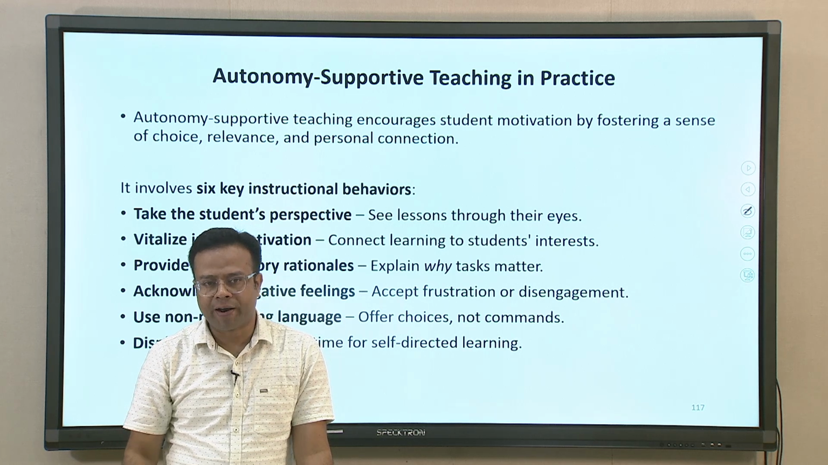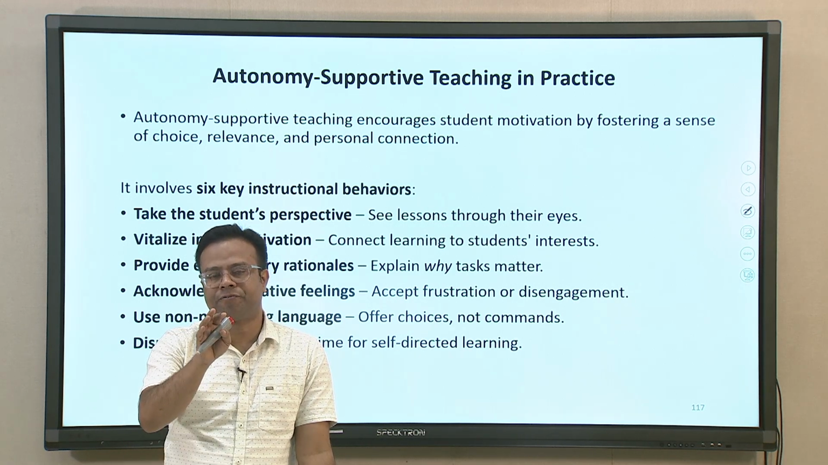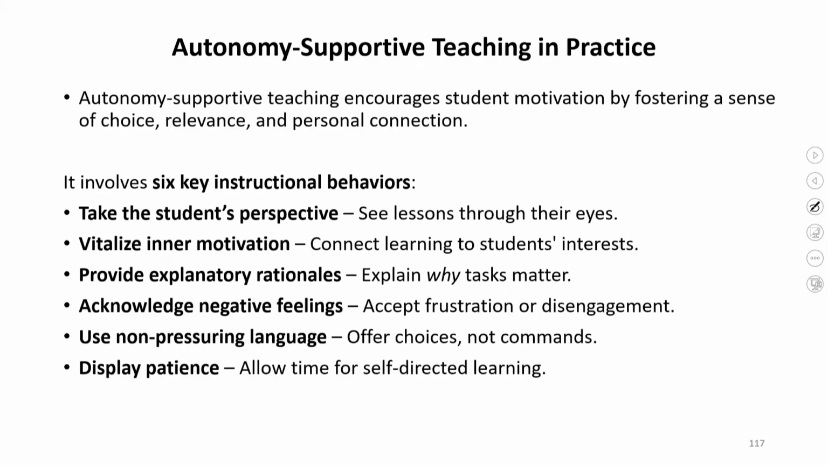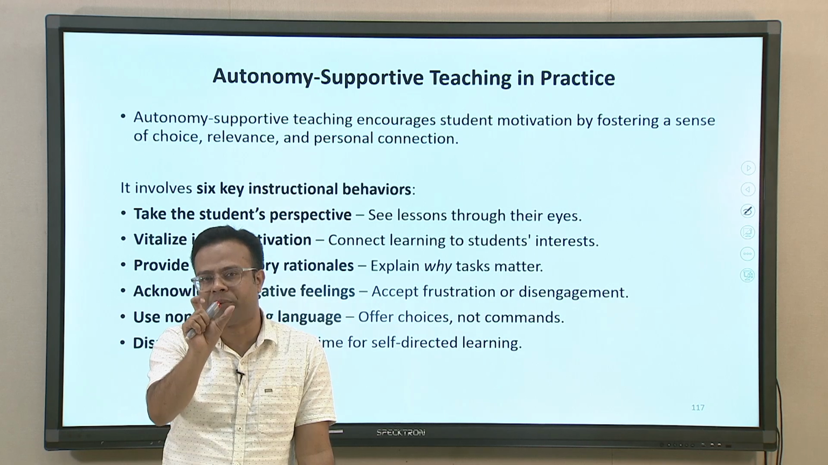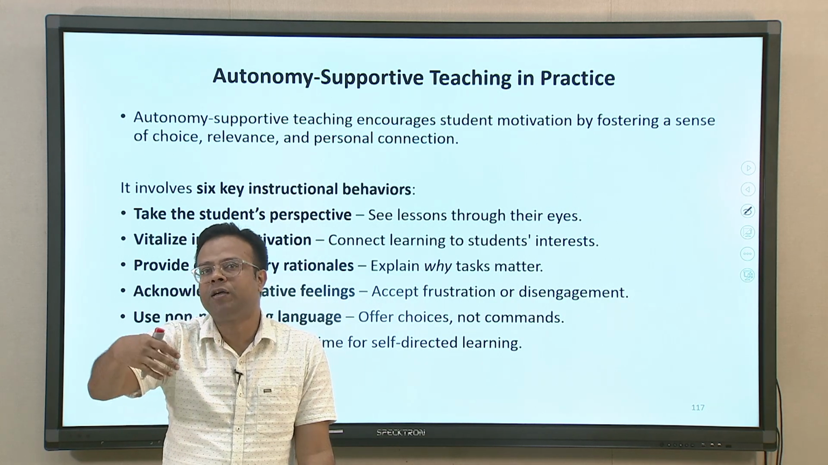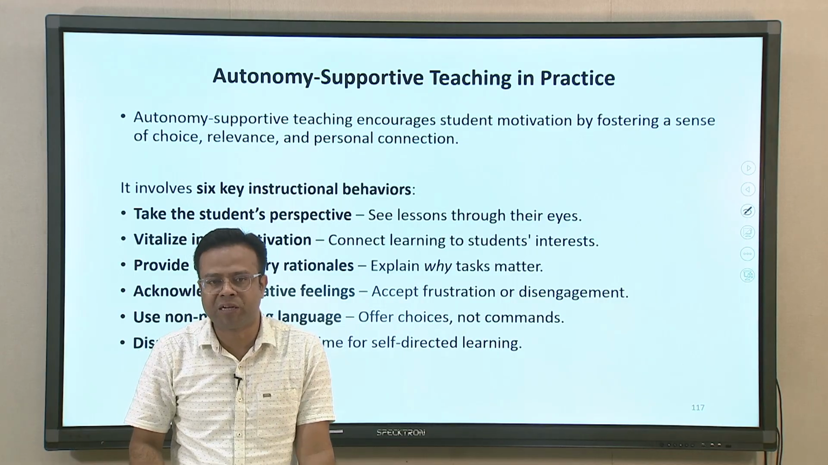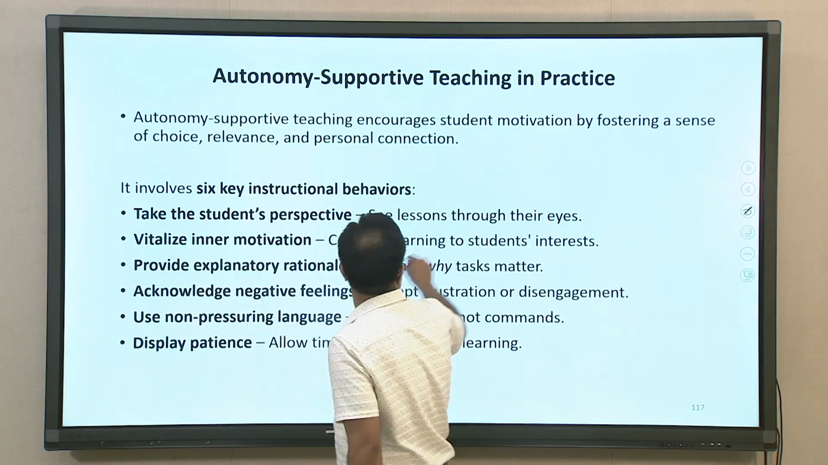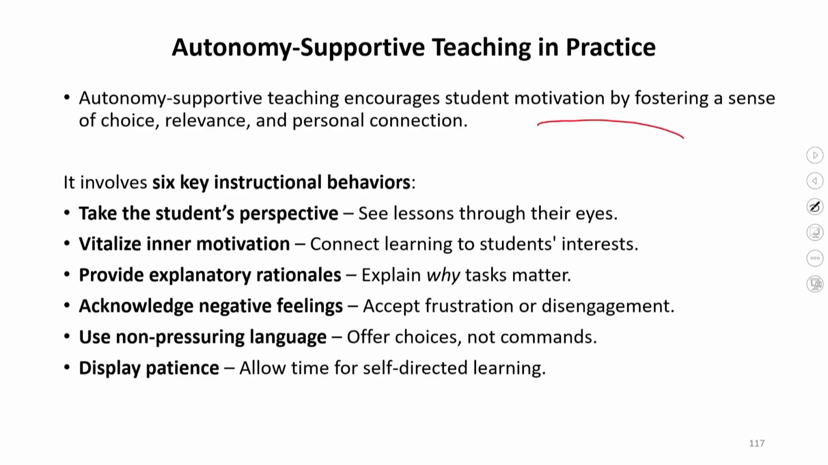Now, I will just give you one example of how autonomy supportive teaching can be done in practice, when a lecture or some lesson is taught in a classroom. For autonomy support, we have already discussed some general principles. Here we will be looking at more specific things, giving one example of one basic need which is very important, called autonomy, and how it can be used in a practical setup. Autonomy supportive teaching encourages student motivation by fostering a sense of choice, relevance and personal connection.